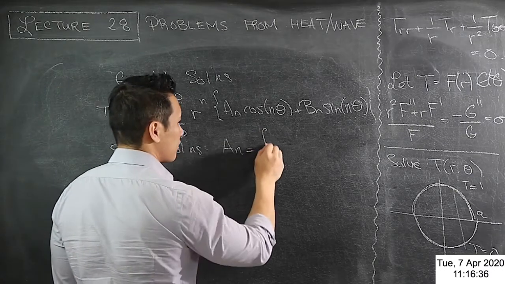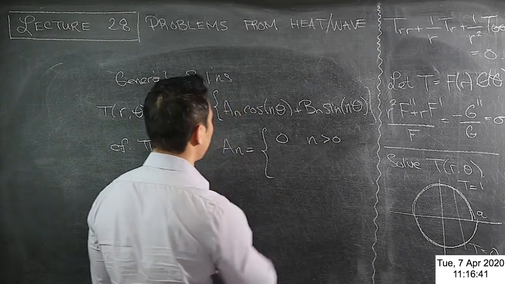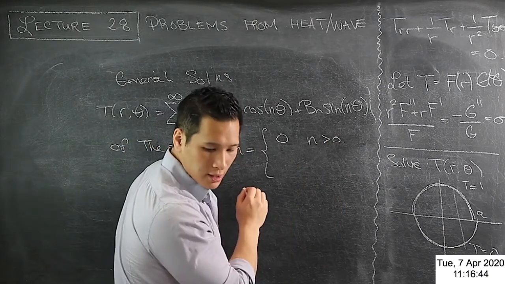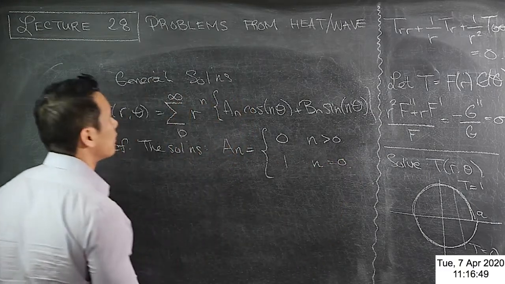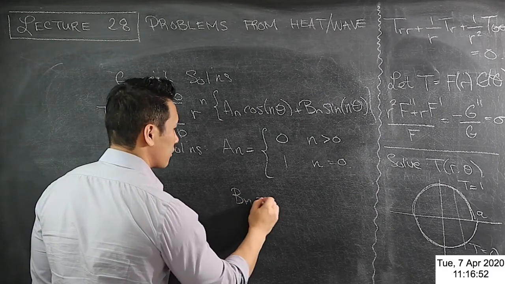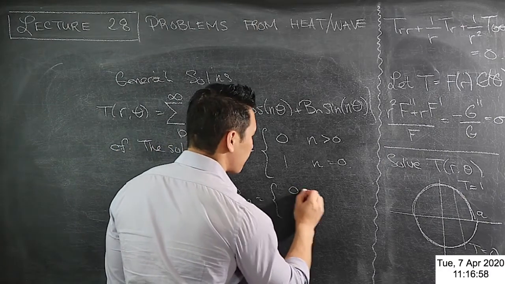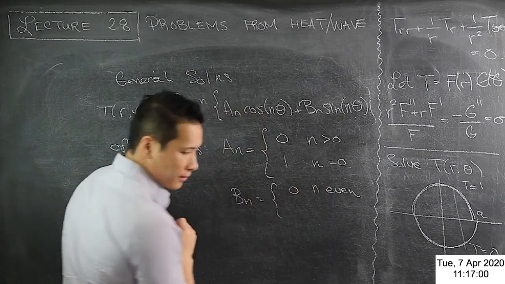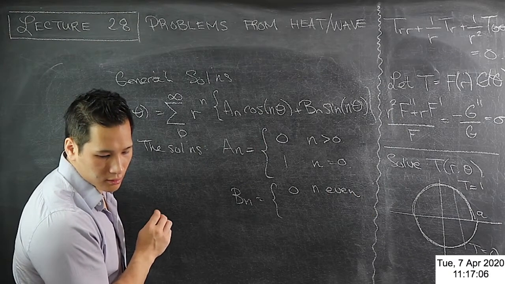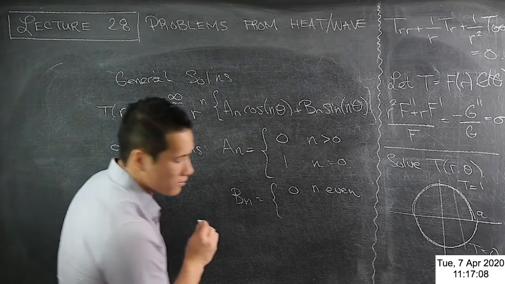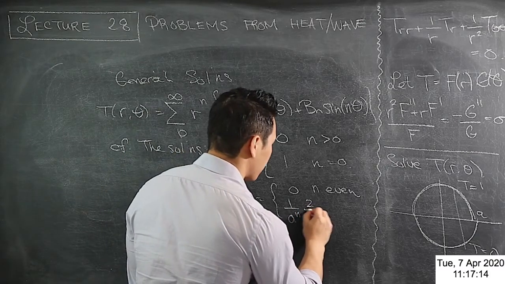But the final solutions give you that a_n is either 0 if n is greater than 0, or it's a constant otherwise. It's 1 if n is equal to 0. And b_n here takes either 0 if n is even, or it's 1 over a to the n times 2 over n pi if n is odd.